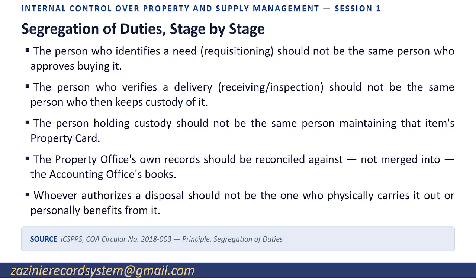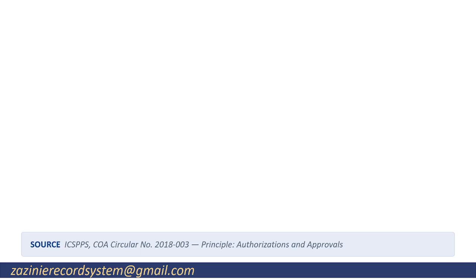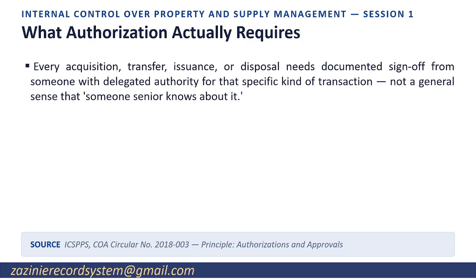Separation slowly, because each one maps to a specific point of failure. Auditors look for requisitioning versus approving, receiving versus custody, custody versus record keeping, property office versus accounting office, and disposal authorization versus disposal execution. If you can name all 5 separations and explain what goes wrong when each one collapses, you have mastered this slide. Next slide. What authorization actually requires?